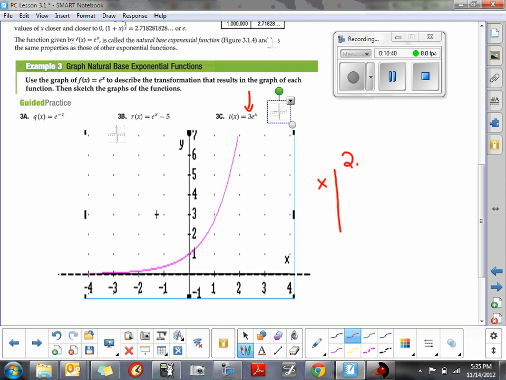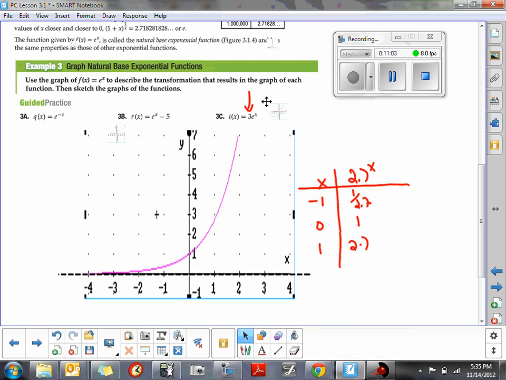So if we need to, we can come back and say, all right, if our original function was, we'll put in 2.7 raised to the x until we get a little bit more familiar with it. So this is 2.7 raised to the x. If we put in -1, 0, and 1, then our outputs were 1 over 2.7, which is about a third, we got a 1 for this, and we got a 2.7 for that one. In this transformation, we have to stretch it vertically, so we have to multiply all of these outcomes times 3.